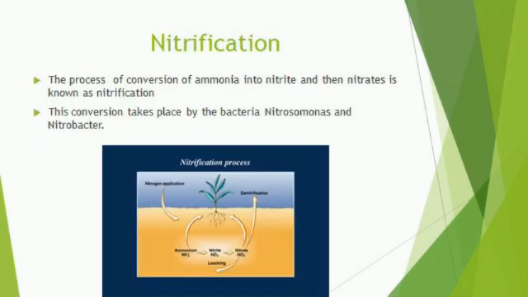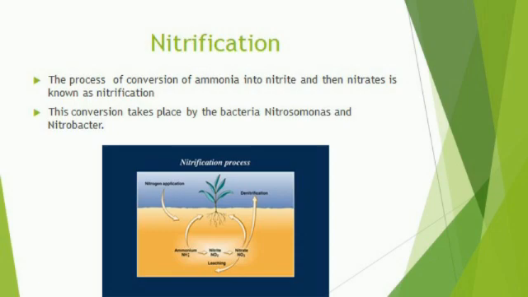Some of these compounds are taken up by the plants and the rest are converted into nitrates by nitrifying bacteria present in the soil. The process of conversion of ammonia into nitrates is called nitrification. From protein, what is available? Ammonia is available. Plants cannot use this ammonia directly. So this ammonia will be converted into nitrates, which is called nitrification.